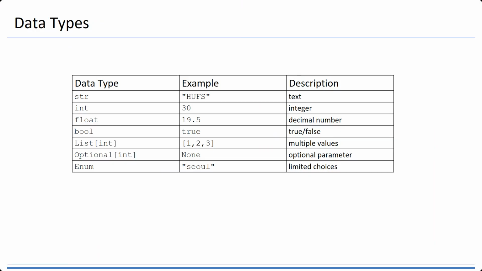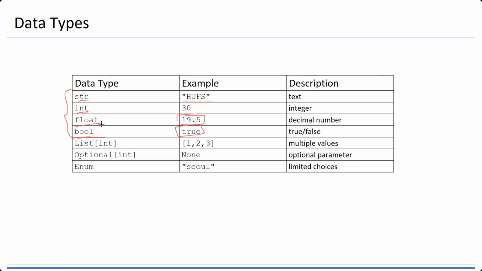So there are several data types that you may need to look at. For example, in Python, there are 4 basic data types: string, integer, float, boolean. String is a sequence of characters. Integer, you can see the integer number. Float, this is a number with decimal. Boolean, it is true or false.